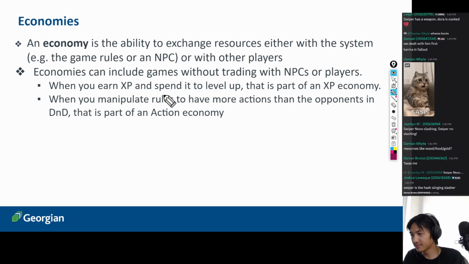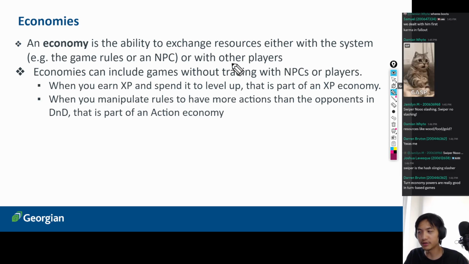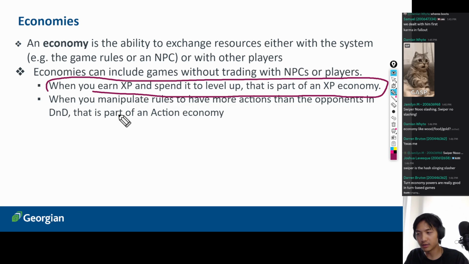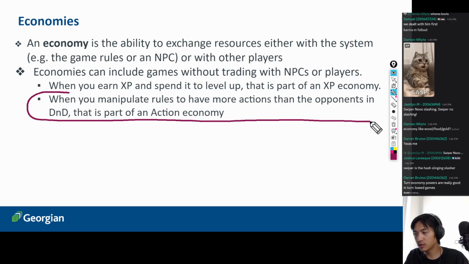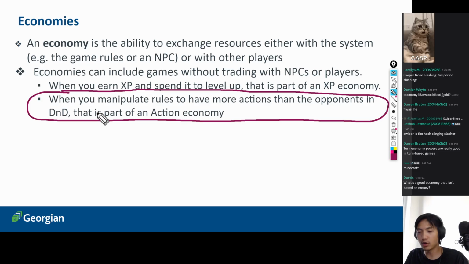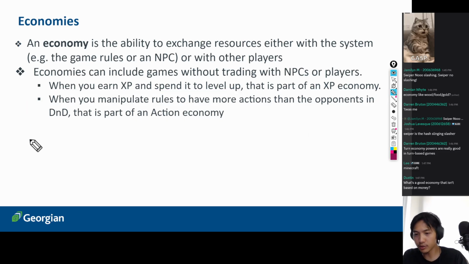For sure, right? So obviously economies exist in games where you can trade items and gold and stuff like that, for sure, right? But economies also exist. There's an experience economy or a spell learning economy, a knowledge economy. In Dungeons and Dragons, you can have what's called an action economy. Lots of good economies are based on things that are not money. Actually, we'll see. We'll talk about it.